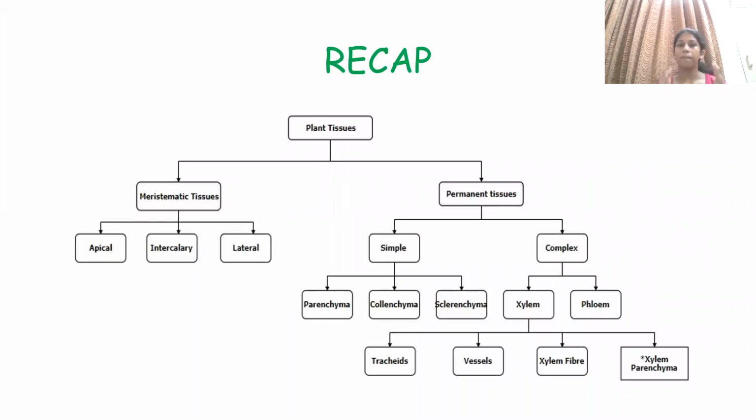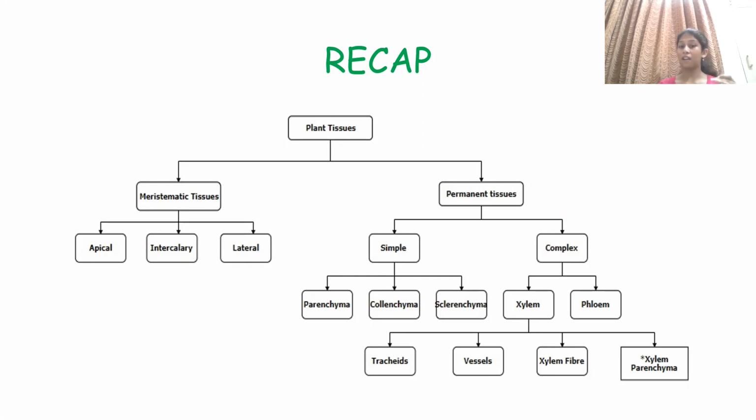Now let's recap. We started with plant tissues. The plant tissue is classified into two types: meristematic tissue and permanent tissue. Meristematic tissue is classified into three types: apical meristematic tissue, intercalary meristematic tissue, and lateral meristematic tissue. Permanent tissue is classified into two types: simple permanent tissue and complex permanent tissue. Simple permanent tissue is classified into three types: parenchyma, collenchyma, and sclerenchyma.